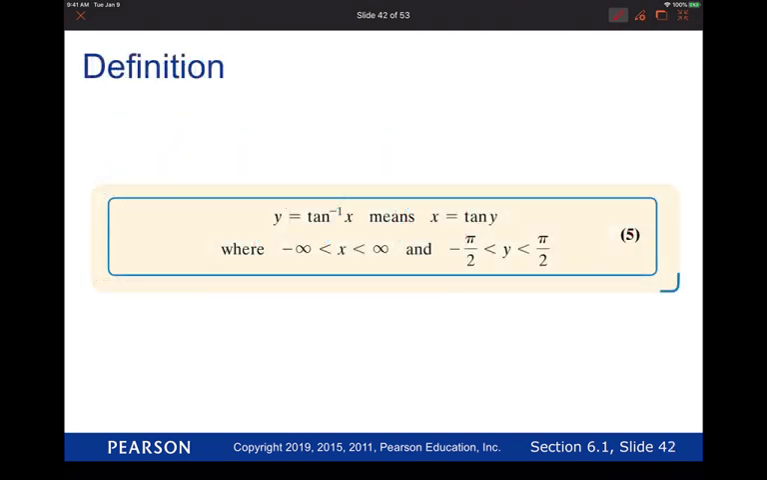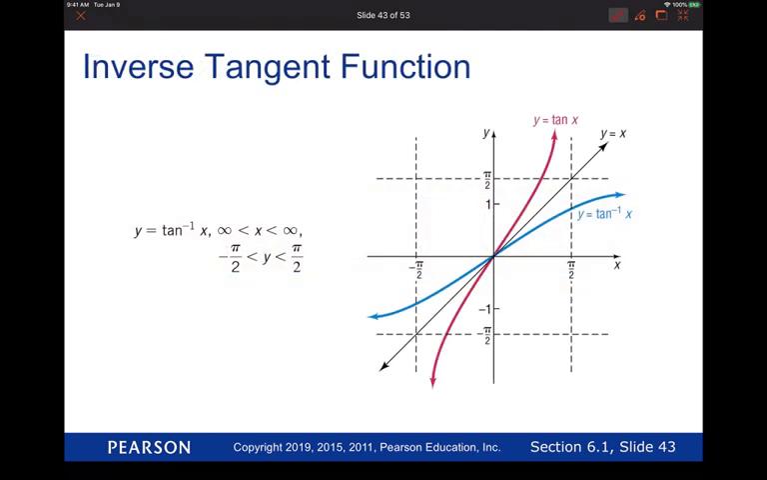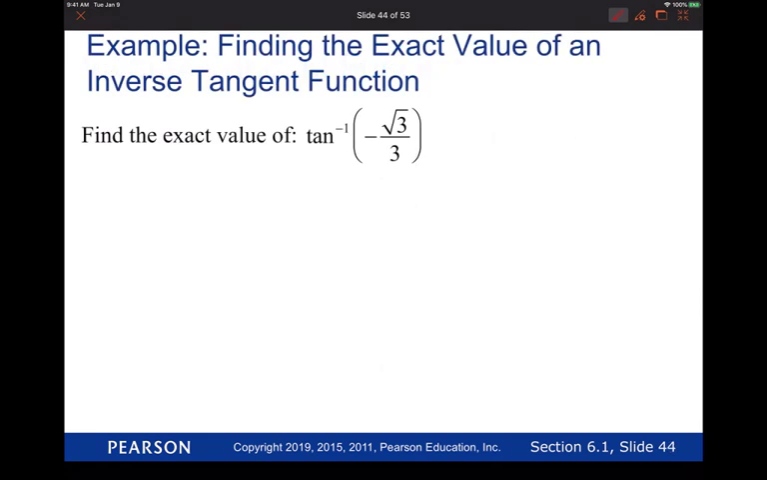So the domain of the inverse is all reals, and the range goes from negative 90 to 90. In the graphical sense, you see the red is the original, the blue is the new. Okay, we're going to let that be. Now we're asked to find the exact value. Again, so when we do these, let's do this thing again.